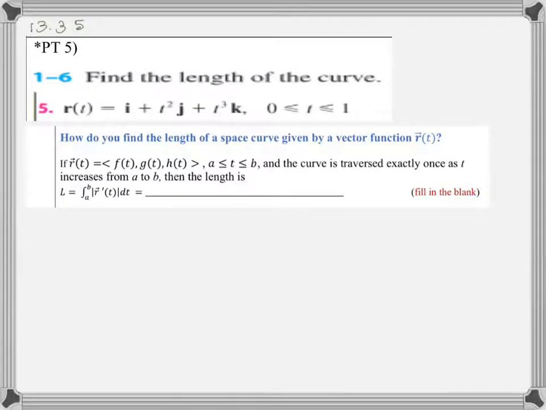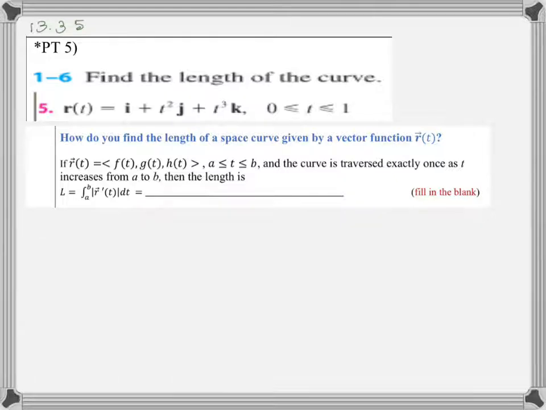Hi, in this video, I will be showing you problem number 5 of chapter 13, section 3. Find the length of the curve r of t, which is equal to 1i plus t square j plus t cube k in the interval t lying from 0 through 1.